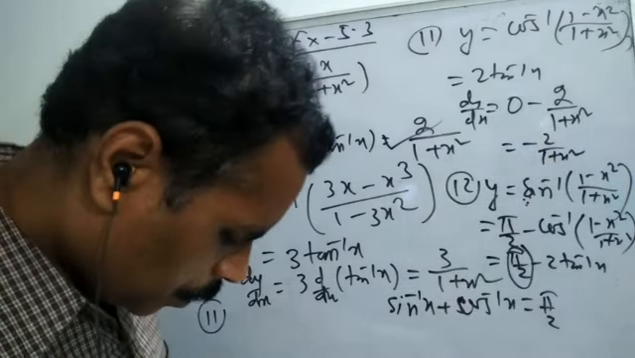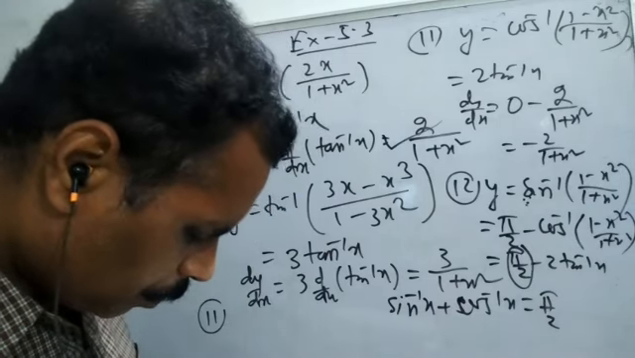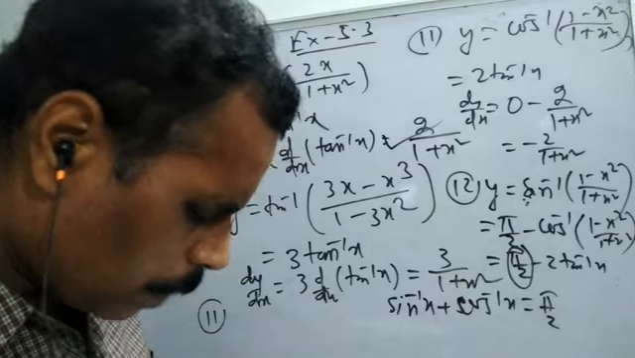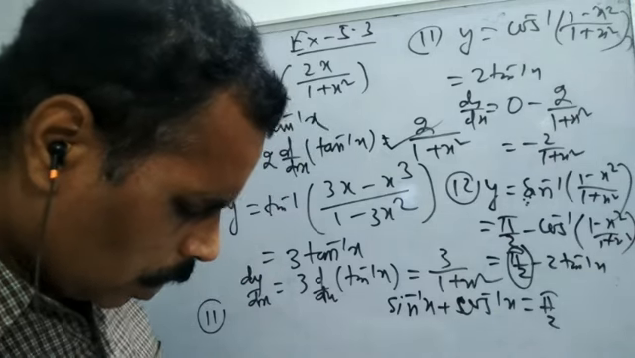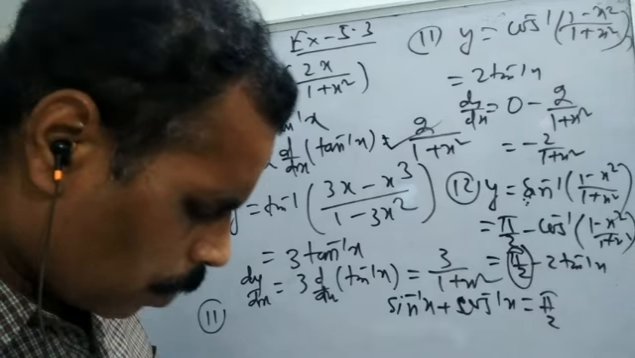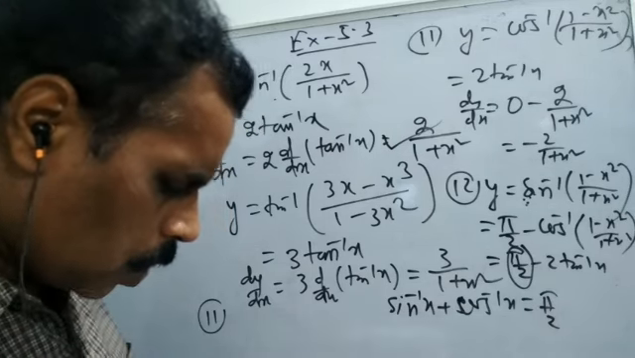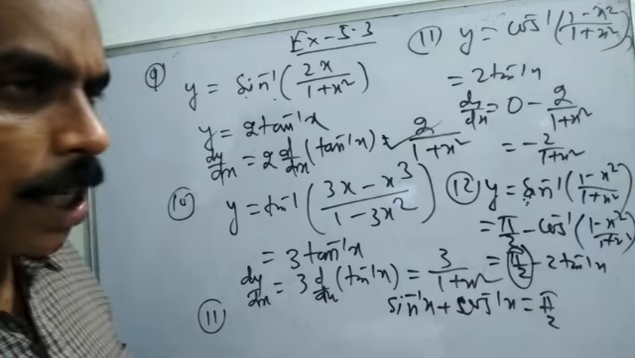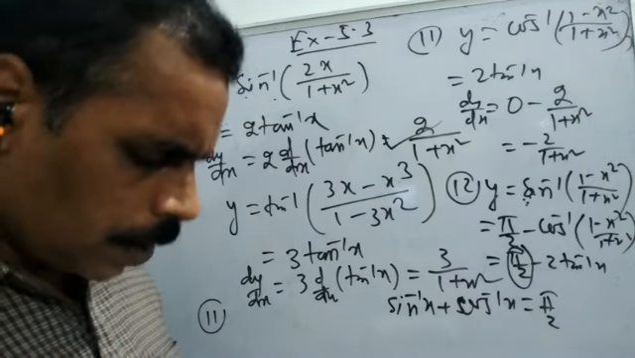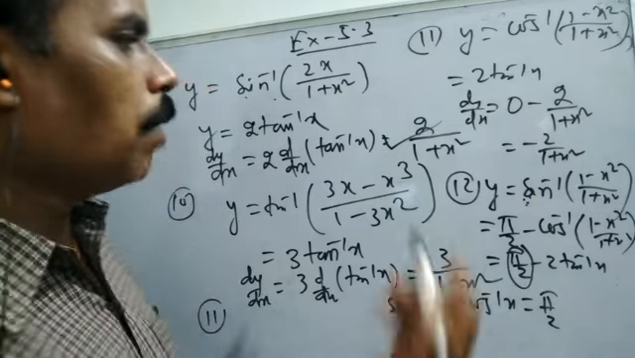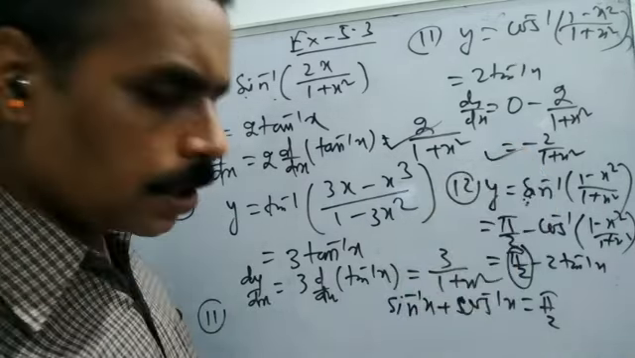Similarly, question number 13, also in the same manner. y is equal to cos inverse 2x by 1 plus x square. It is the opposite manner: it is in the sin inverse format but cos inverse is given. So in this place you have to put pi by 2 minus sin inverse 2x by 1 plus x square, then pi by 2 minus 2 tan inverse x. Then the same answer will come, minus 2 by 1 plus x square.